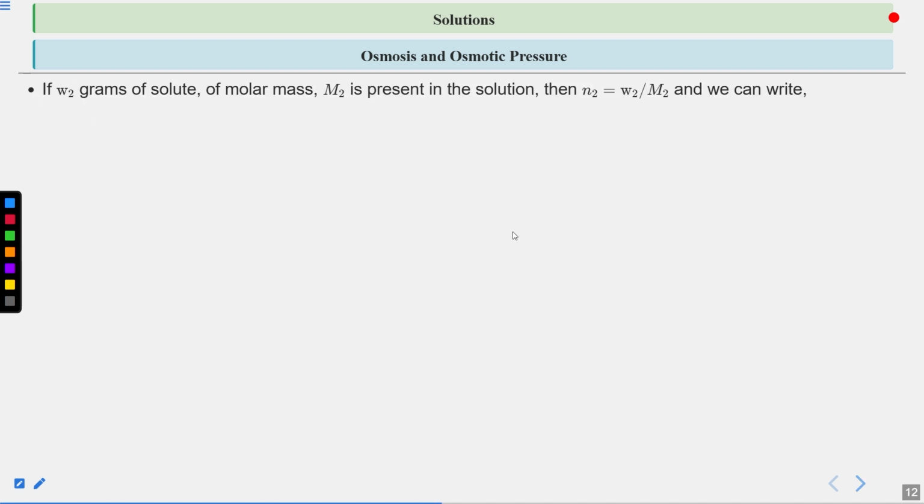Now, if we keep on substituting the values, similar to our previous colligative property, you will get pi into V is equal to W2 into RT by M2. You can just try this sum by yourself. It's very easy to understand by substituting n2 values. You will get M2 is equal to W2 into RT by pi.